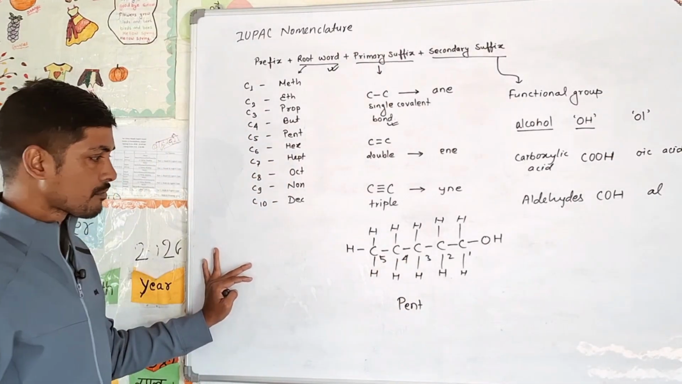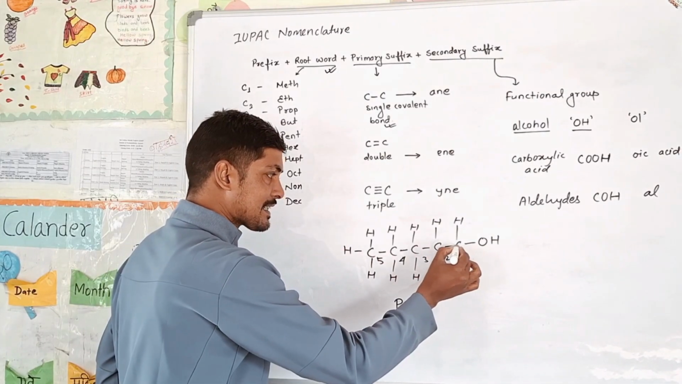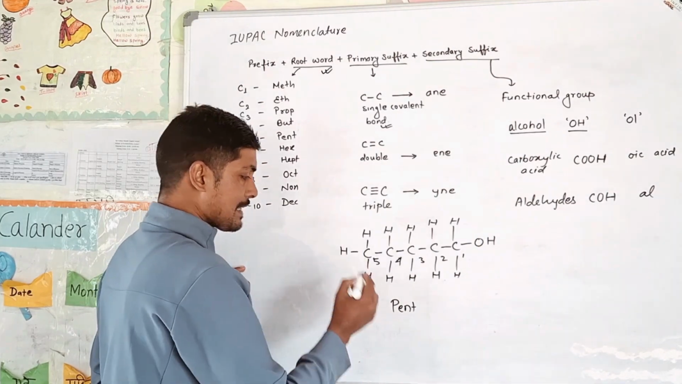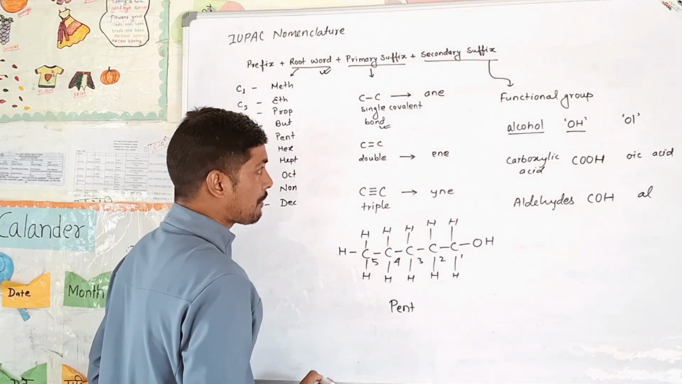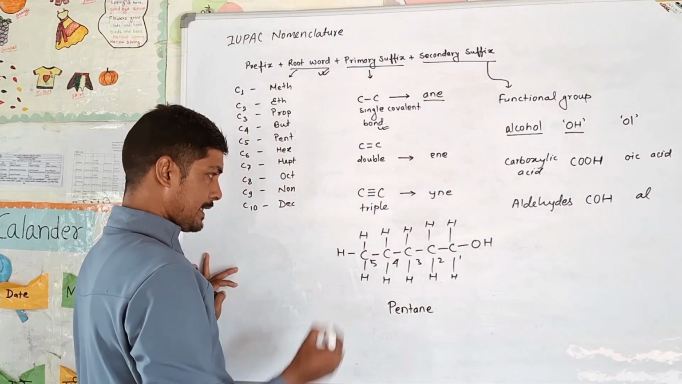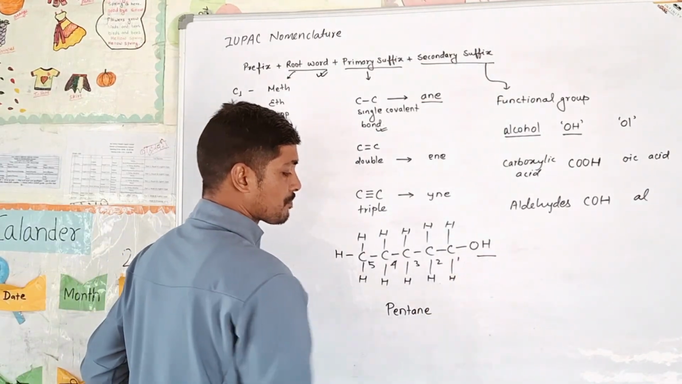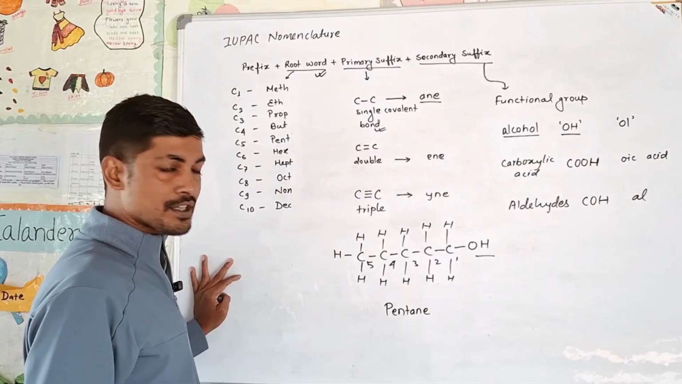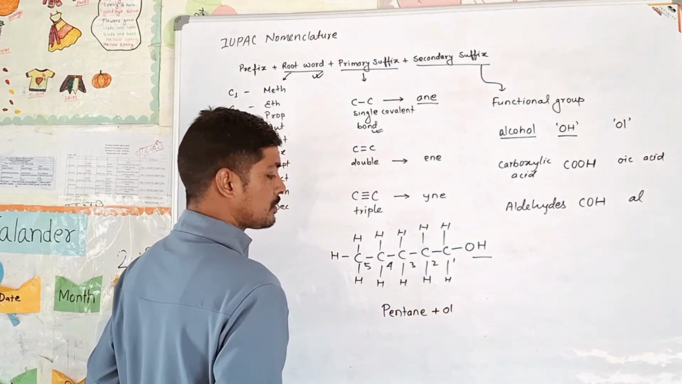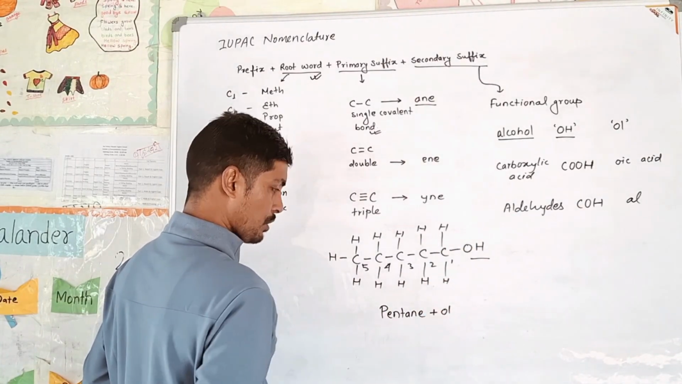After that, we have to choose the primary suffix. There is single bond only between the carbon atoms. There is no double, no triple bond. As there is single bond, we have to use the suffix ane. And as this hydrocarbon contains a functional group OH, now we have to use the secondary suffix also. What will be the secondary suffix here? Plus OL. Since there is OH group, alcohol functional group, we have to write OL.